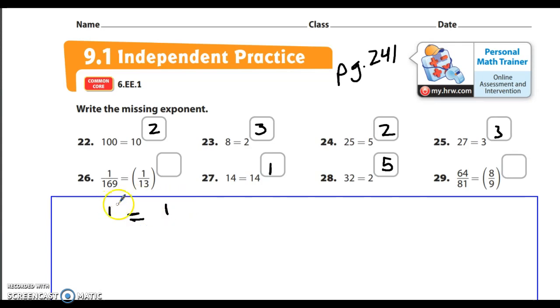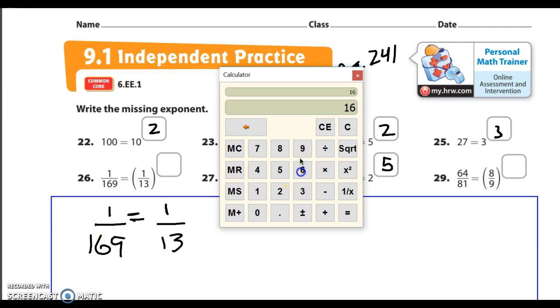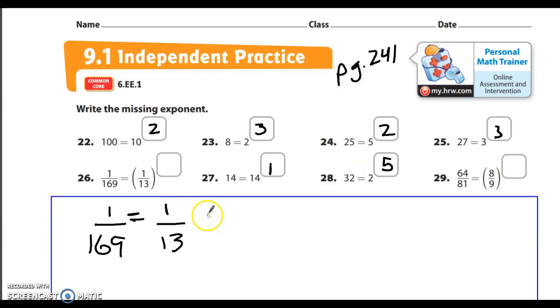1 times 1 is 1. That's not the hard part. What about this one right here, 13? How many times do you need to multiply 13 by itself to get to 169? Well, if you just do 169 divided by 13, you get 13. So what that means is that it's going to be 13 times 13, and it's going to be 1 times 1. Well, how many 1's are there? 2. How many 13's are there? 2. That means it's to the 2nd power.